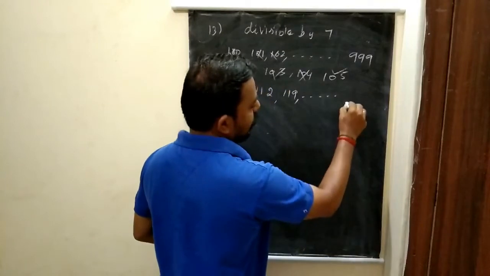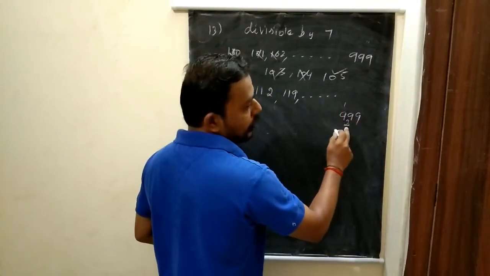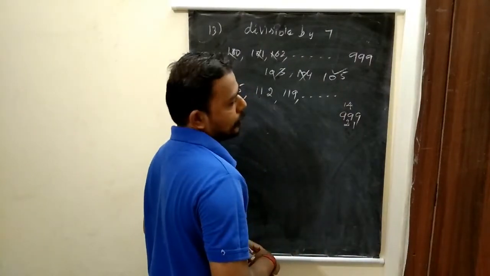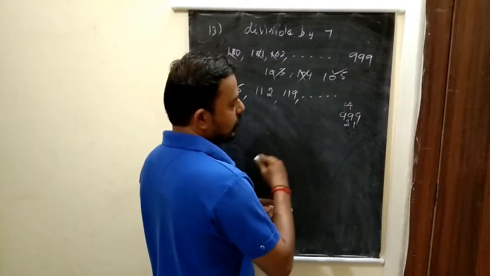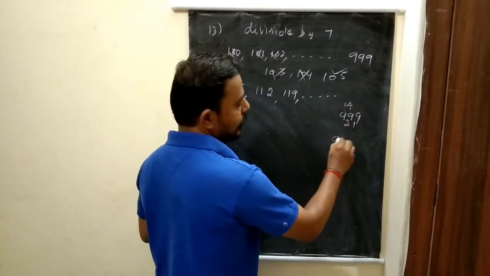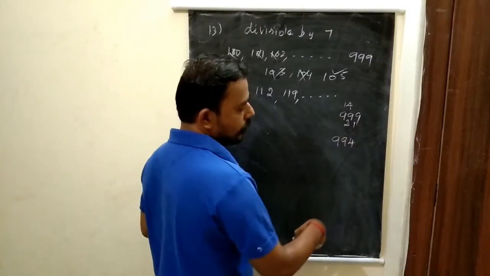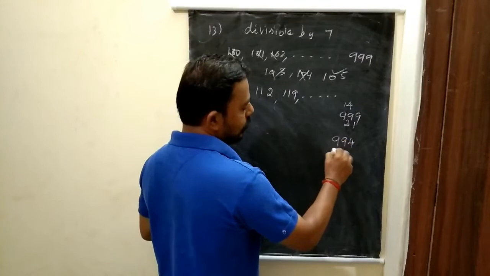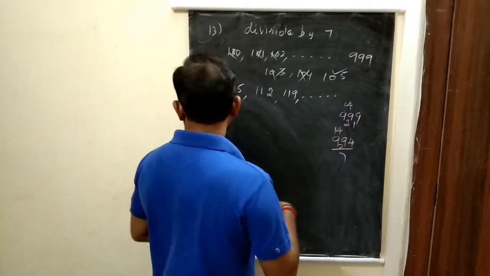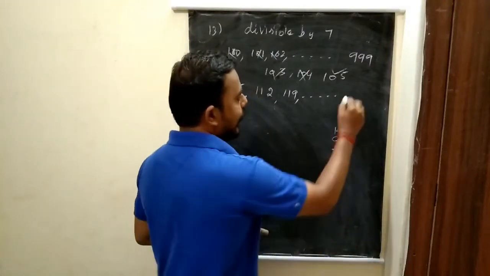Now check the last number. 1 7s are 7, remaining 2. 4 7s are 28, remaining 1. So not possible. So we need to subtract. Check 994: 1 7s are 7, remaining 2. 4 7s are 28, remaining 1. 2 7s, this is possible. So 994.